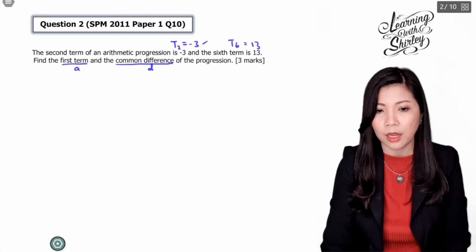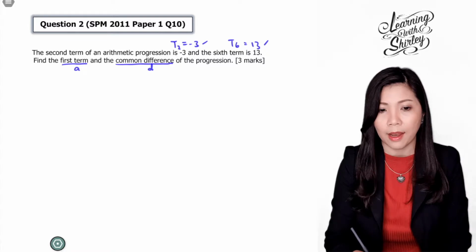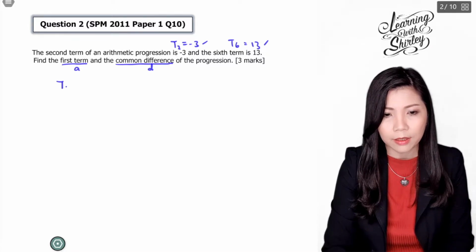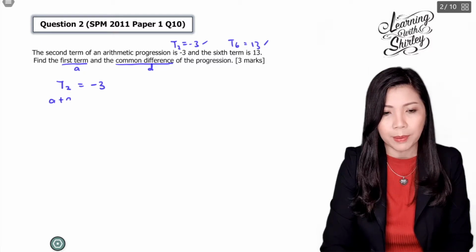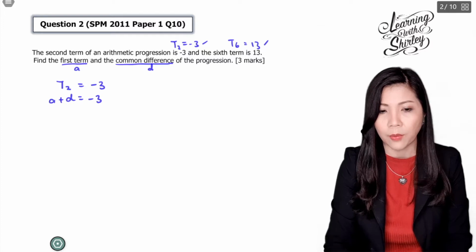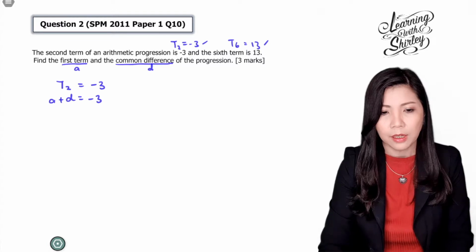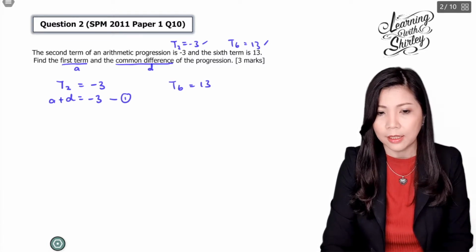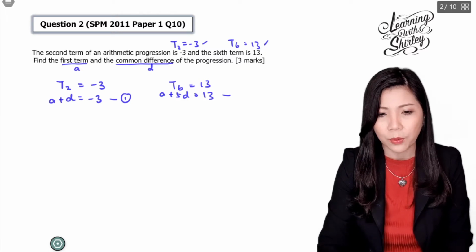So we're going to use these two pieces of information given to find what the A and D values are. To find A and D, we're going to write this down. So this is A plus D equals -3. We're going to substitute the formula Tn equals A plus n minus 1 D. So we have equation 1. And then for T6, T6 is 13. So this is A plus 5D. Use the pro way, straight away write A plus 5D. So this is equation 2.